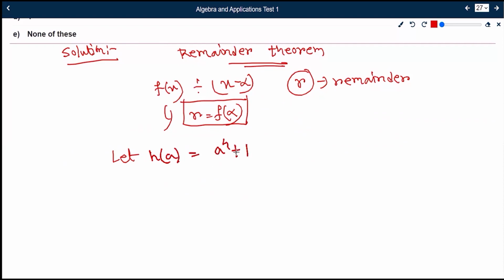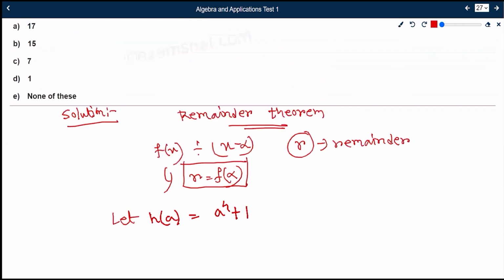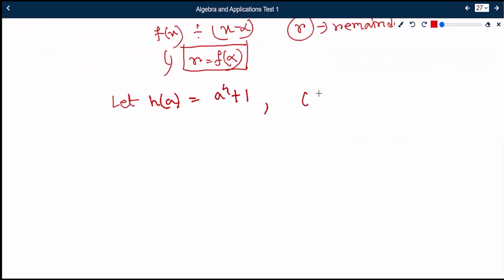I have named this polynomial as h of a. Since we are asked to find the remainder when it is divided by a minus 2, here a minus 2 needs to be compared with x minus alpha. After comparing, we get the value of alpha is 2.